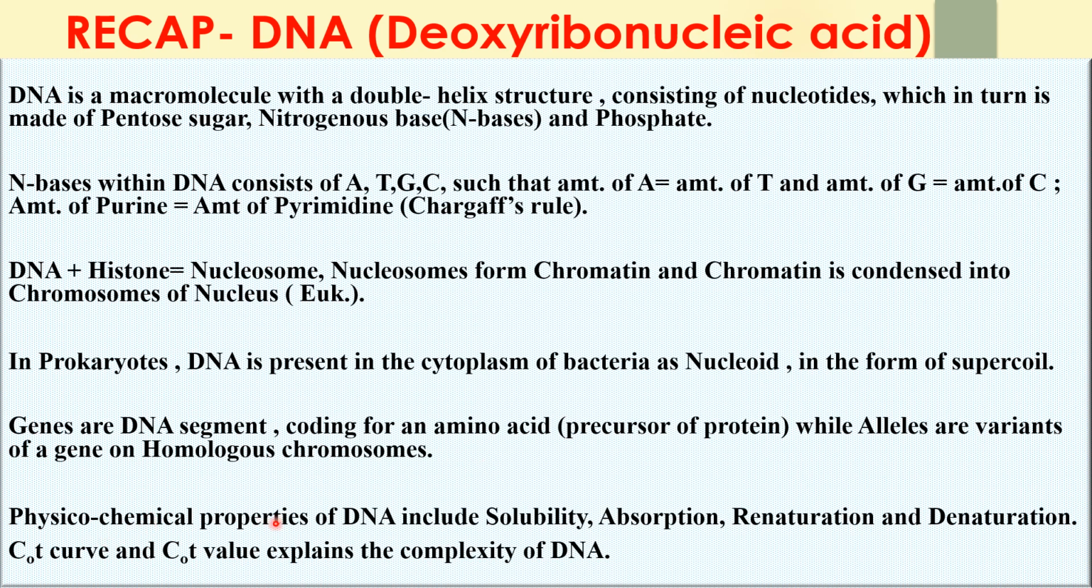Again, the physiochemical structure of DNA includes solubility, absorption, renaturation and denaturation, based on which PCR is made. The PCR machine is like a Xerox copy, making multiple copies of DNA. And then we studied the COT curve and got values which explain the complexity of DNA. Accordingly, we have the values.